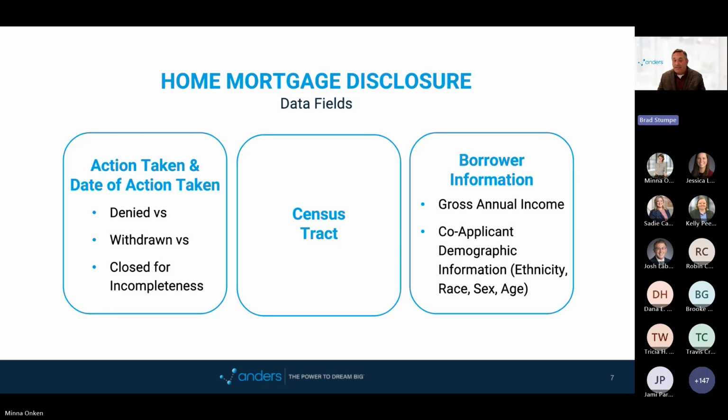We also see instances where a numeric value is reported instead of NA when there's a non-natural person applicant, a trust, a partnership, an LLC. If that's your applicant, then your income should be reported as NA.